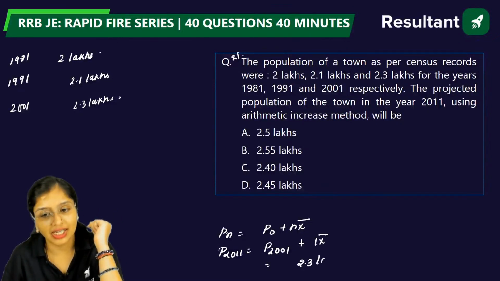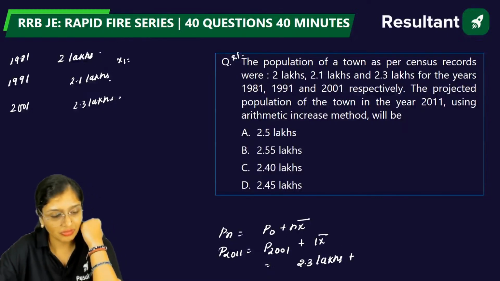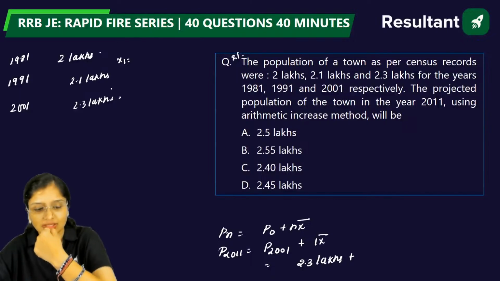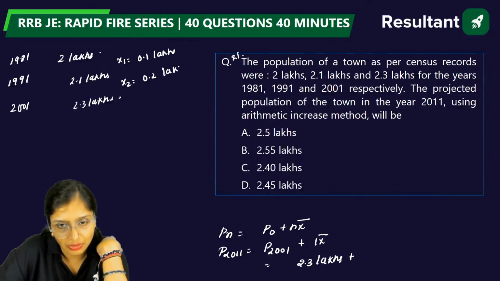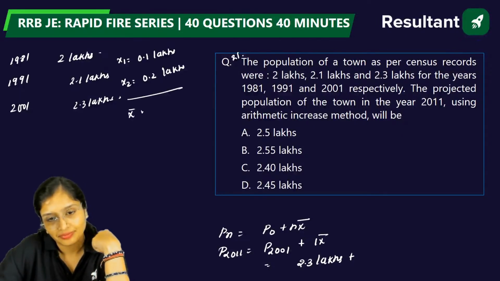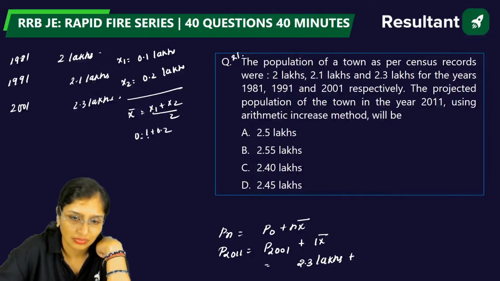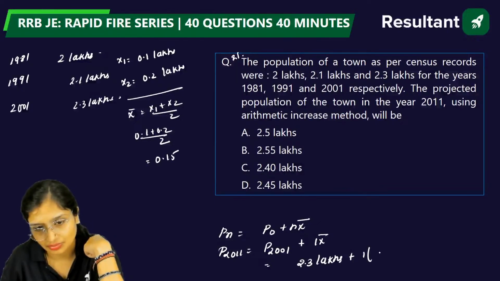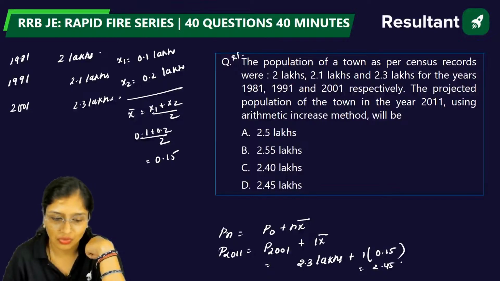X bar. 2001, 2.3 lakhs. This will be X1. This will be what? 2.1 minus 2, that means 0.1 lakh. And then it is 2.3 minus 2.1, 0.2 lakh. 0.3 by 2, 0.15. How much it will come? 2.45 lakhs.